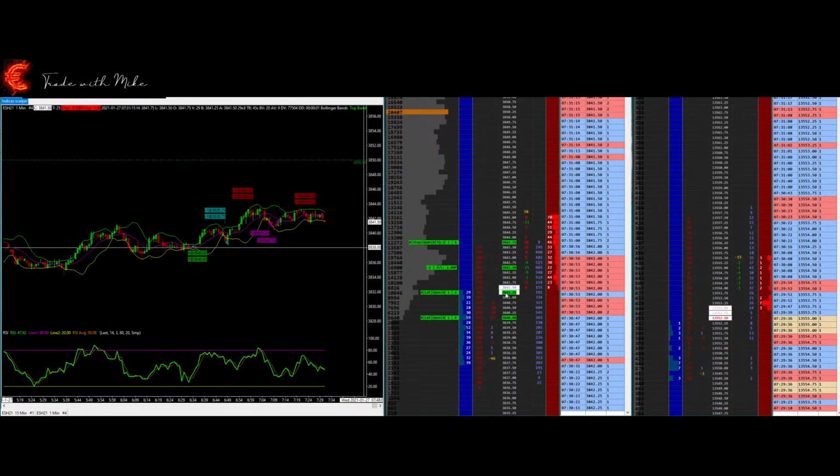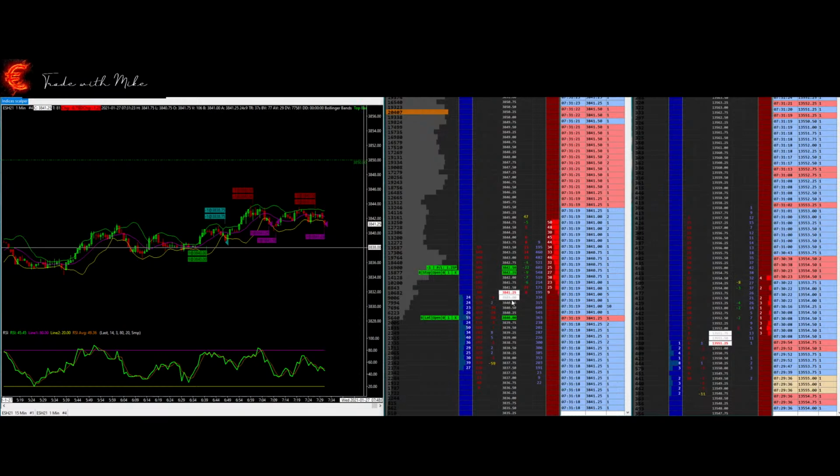I'm one tick away from the first target hit. Okay, so I got hit with the first target. So I closed one contract at 5 ticks, so that's a handle and a quarter. So that's a full point and a quarter.